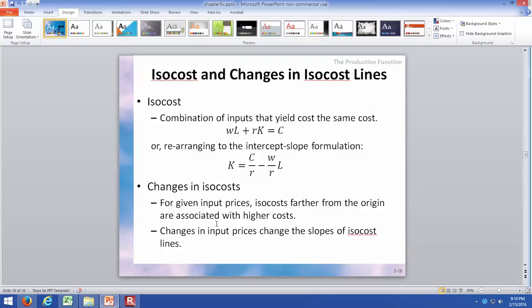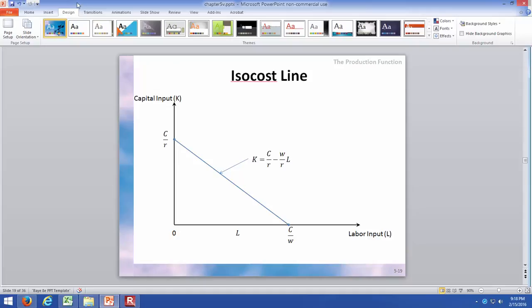So for given input prices, isocosts further from the origin are associated with higher cost. That's what we saw in the previous PowerPoint slide. Okay, and changes in input prices change the slopes of the isocost line. So this is what we see when we look at the isocost line. We have the capital intercept that is given by C by R, and the labor intercept that is given by C by W. That's what we derived earlier.